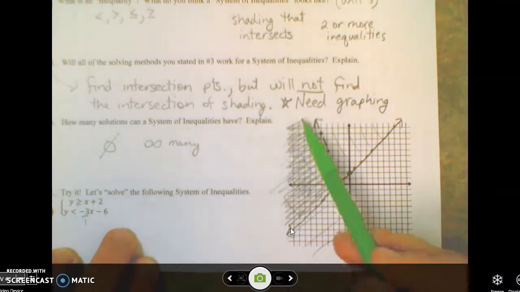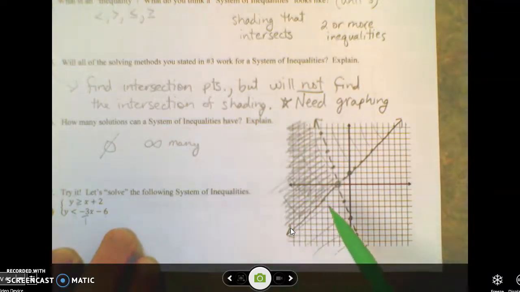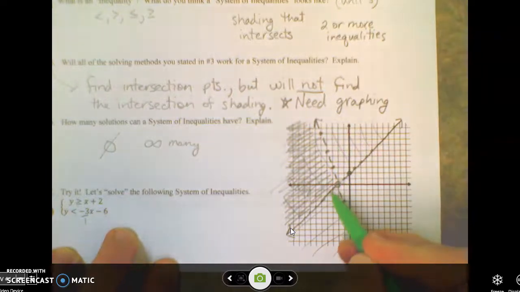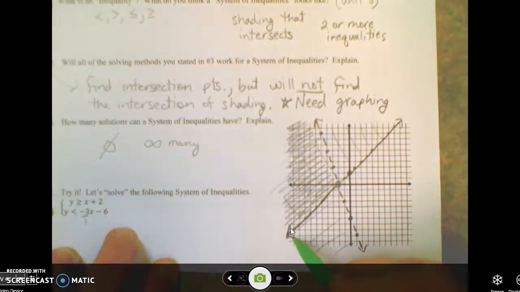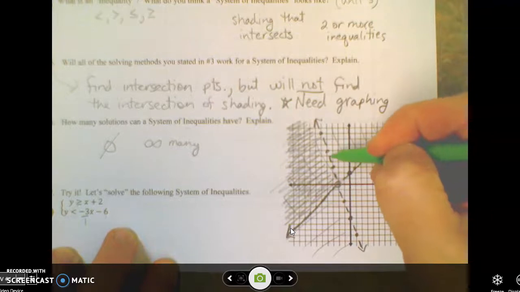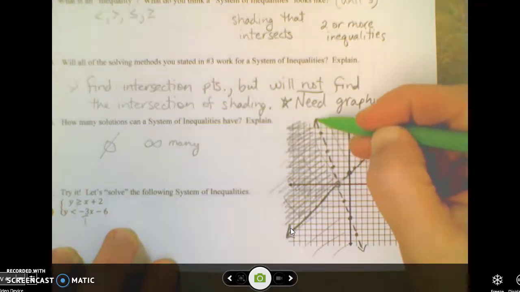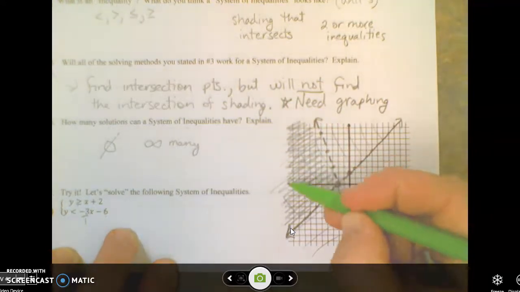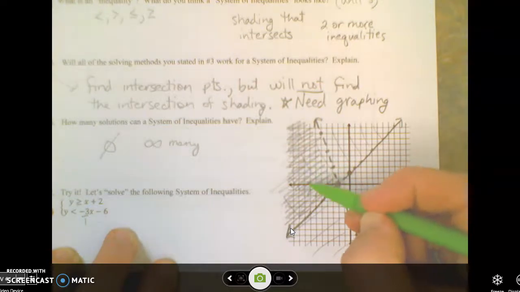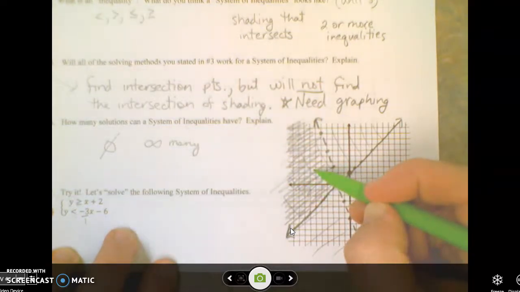And if this graph continued and wasn't just cut off because it's a piece of paper, we would have infinitely many solutions here. This solid line is a part of it. This dotted line is a boundary for it, but not actually included. But if I picked any point in this part of the system, that would be a solution.